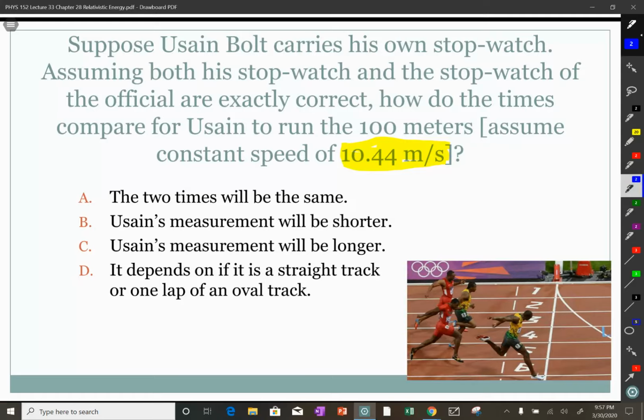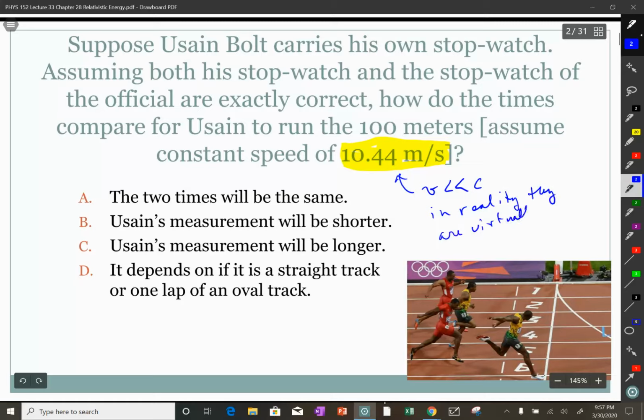Before you answer, let's remember this speed here is much, much less than the speed of light. So in reality, they are virtually identical. But relativity says they're not exactly identical.